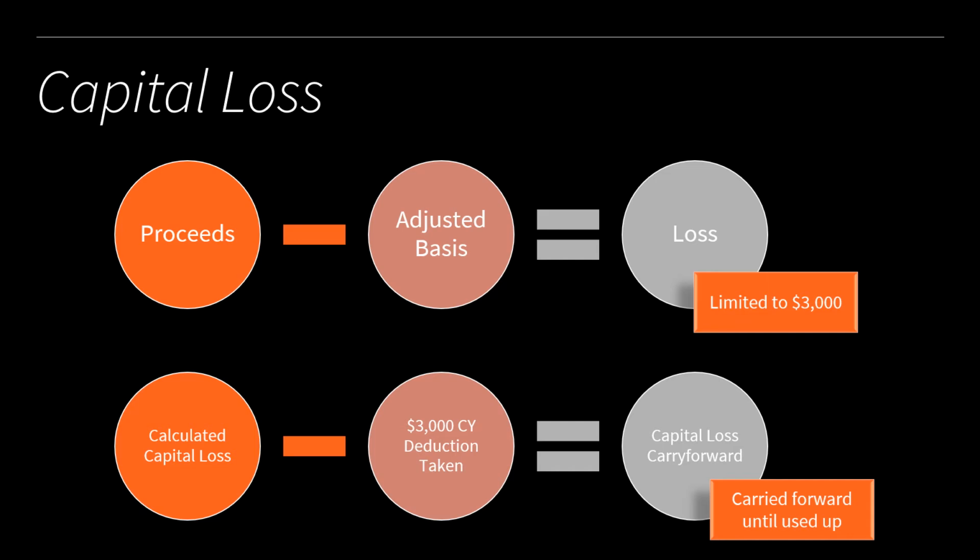So what happens when there is a loss that's bigger than that, we'll take the calculated capital loss, we subtract the current year deduction, and they are left with what's called a capital loss carry forward. And this can be carried forward from year to year until it's used up. So in the next year, they would be able to claim another $3,000 in capital loss. And the year after, if they had more carry forward, they would be able to keep carrying that forward and using it $3,000 at a time.